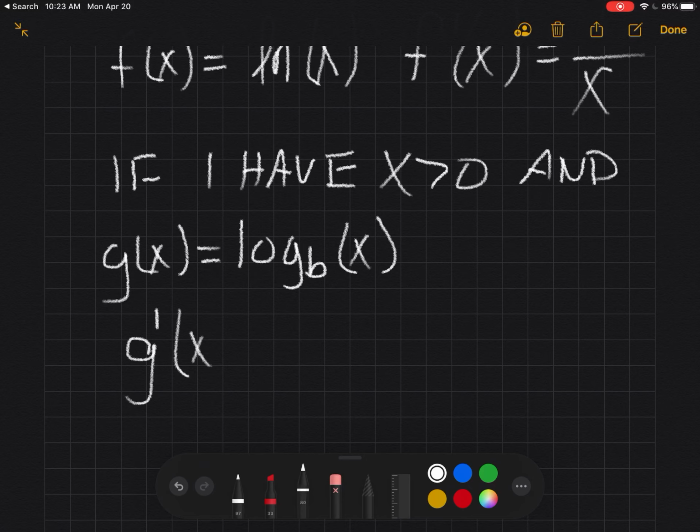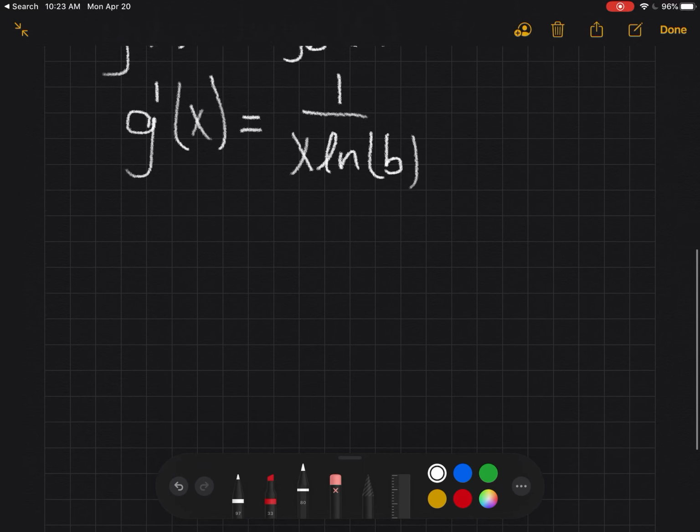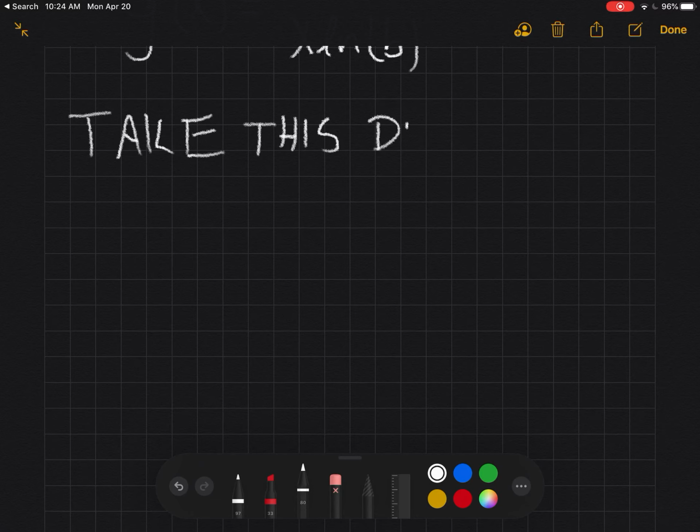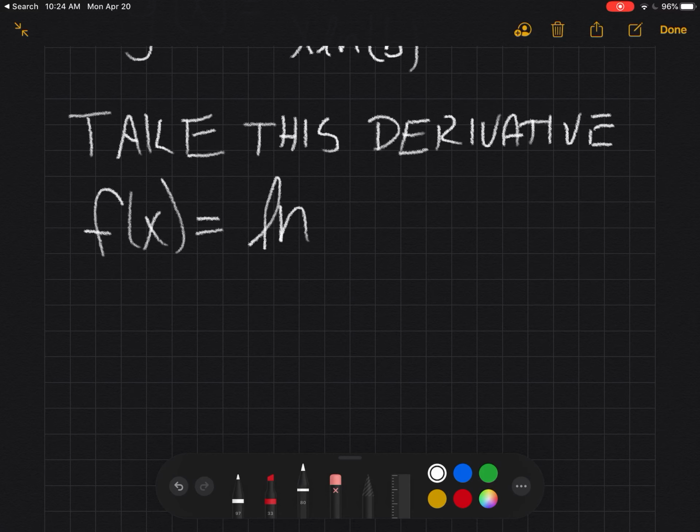And if I have a generic function, again with x strictly greater than 0, and my function g of x is equal to log base b of x, then the derivative of that function is equal to one over x times the natural log of b. So let's do some examples of using this.